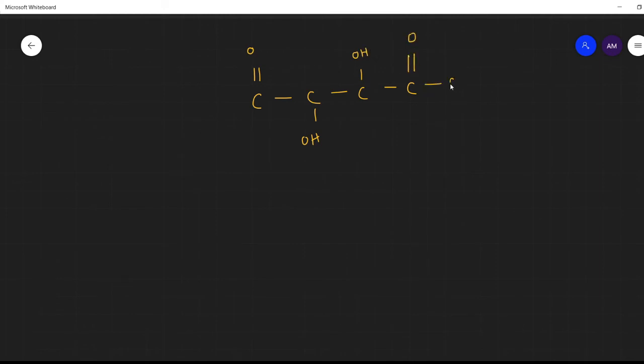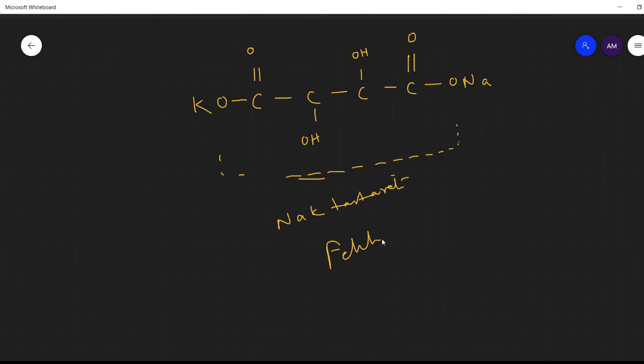Tartaric acid, OH, of course. You replace one H here, add sodium here, you replace H here, add potassium here. You can do it either side. So this is sodium, potassium, and of course the tartarate ion. So this becomes sodium potassium tartarate, right? Sodium potassium tartarate. This is Fehling B. Okay, so Fehling B and Fehling A, when added, they give Fehling solution.